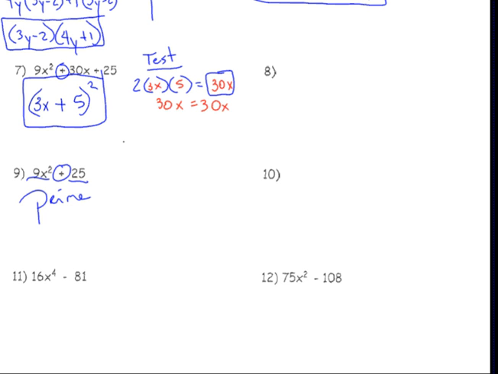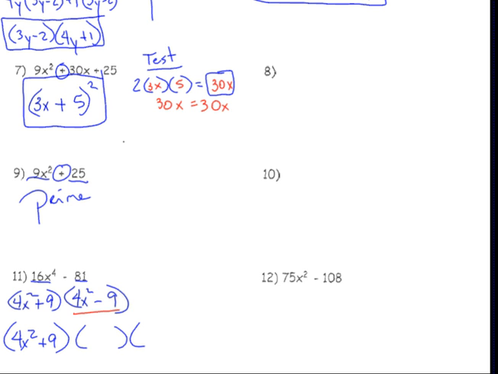For number 11, these are both perfect squares with a minus sign. So I drop down: 4x squared plus 9, 4x squared minus 9. I now survey my answers. This one can be factored again. The 4x squared plus 9 is here, not changing. This one gets split apart again, because they're again a difference of perfect squares: 2x plus 3, 2x minus 3. Final answer.